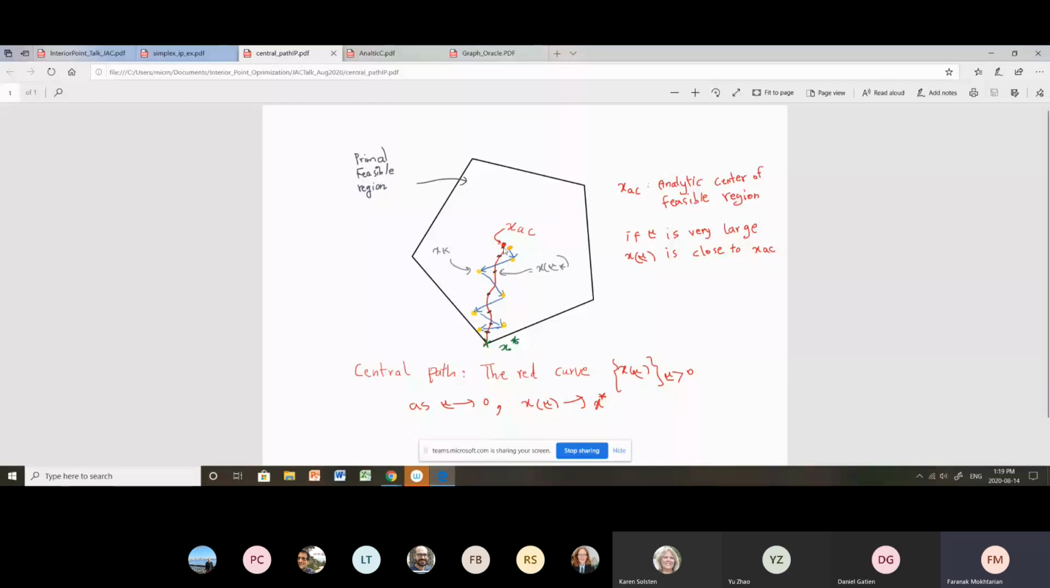But the algorithm tries to follow this path closely, so depending on whether it wants to follow it very closely or not so closely, we have the long step, short step, and different ways. But in general, these yellow points are the ones that are generated by the algorithm that follow this red path towards the optimal solution, as I mentioned. And going back.